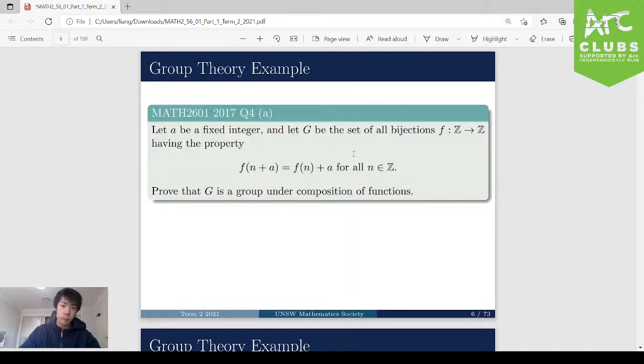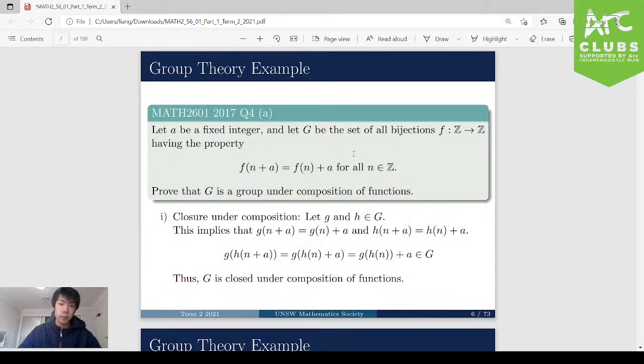Okay. So the first thing we're going to have a look at is closure. Let g and h be elements within G. Then, since this is the property we're working with, that would imply that g of n plus a is equal to g of n plus a.